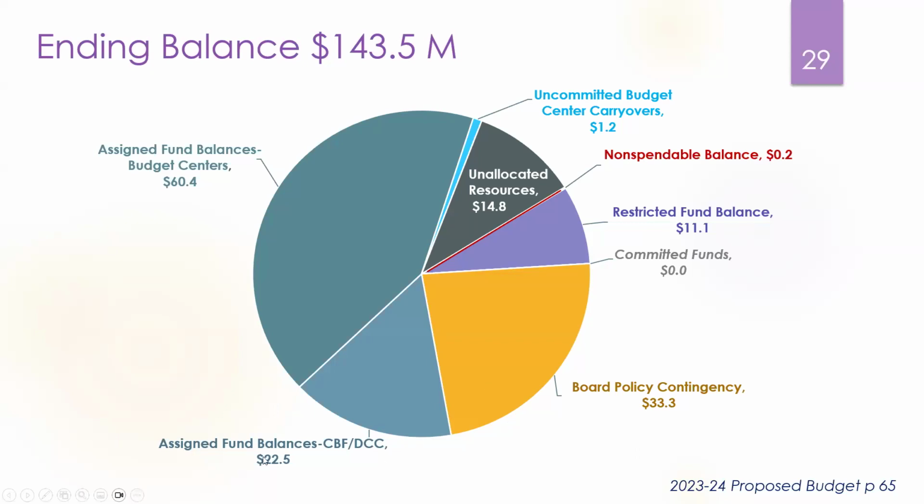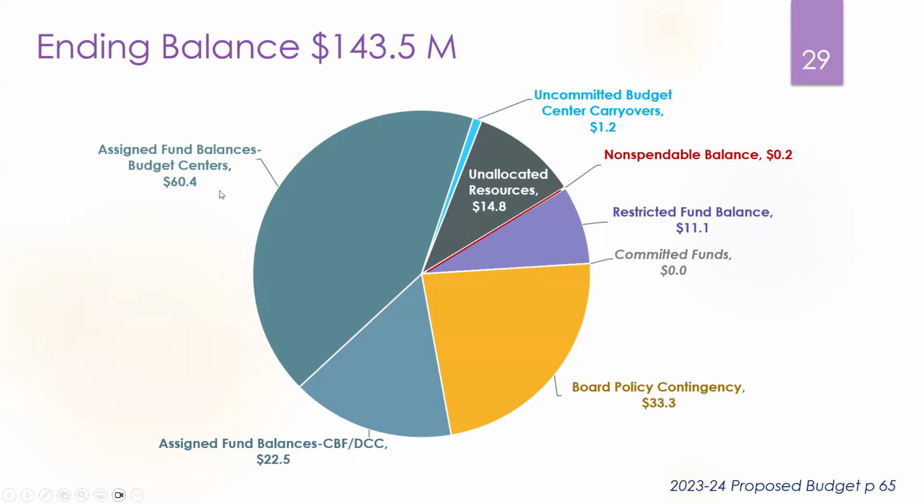And so moving on, we've got assigned fund balances. These are assigned through committee. We have gone through CBF and DCC and asked for primarily one-time funds to be allocated for specific purposes, and that list is in the budget book as well on page 65, so you can see what things have been assigned out, and page 66 provides even more detail.